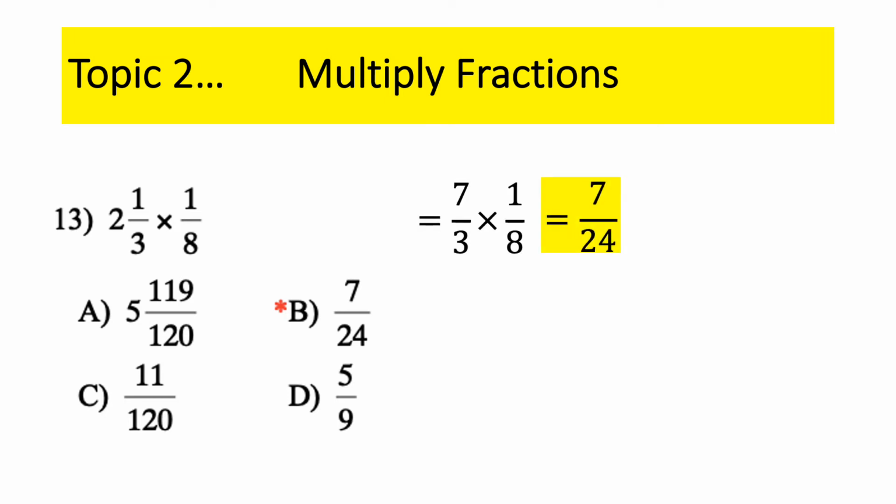7 over 3 times 1/8. Clearly, you can already see the answer. Tops with tops, bottoms with bottoms, multiply straight across. 7 times 1 is 7. 3 times 8 is 24. Answer B.